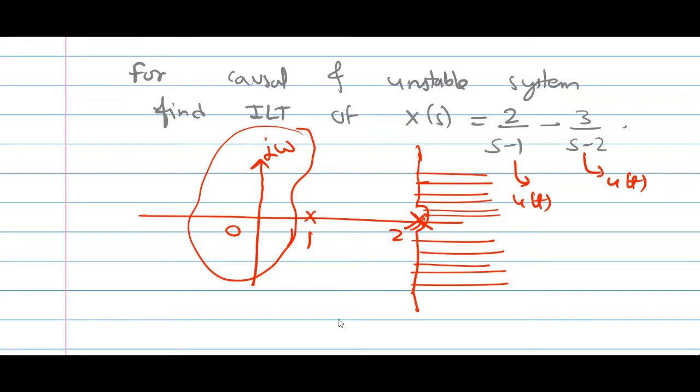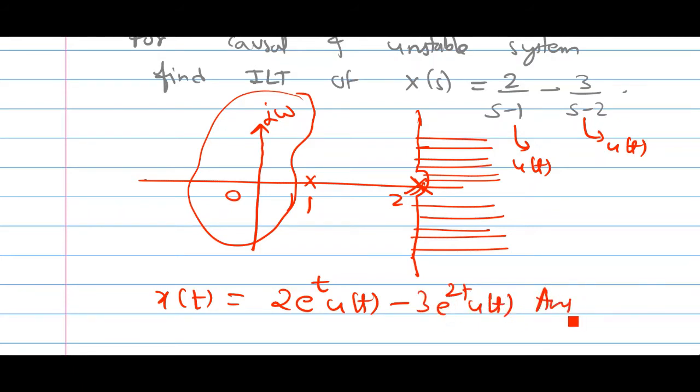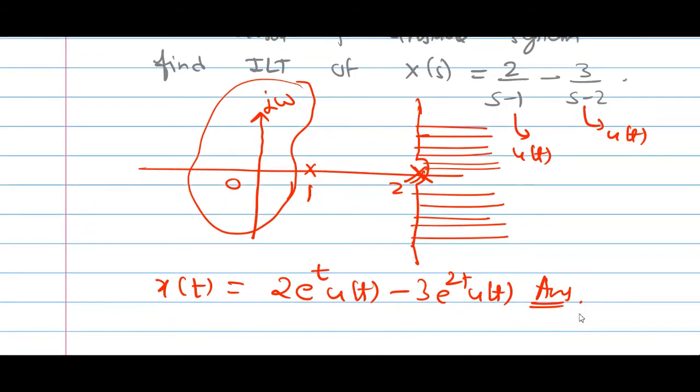Okay, now let's find the inverse. So x of t will be, as u of t is coming in the answer, 2 e raised to t u of t minus 3 e raised to 2t u of t. So this is the final answer.